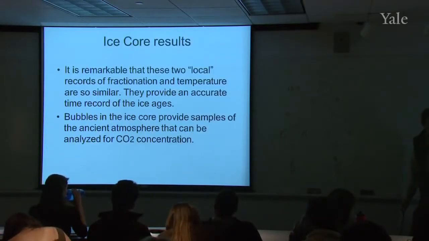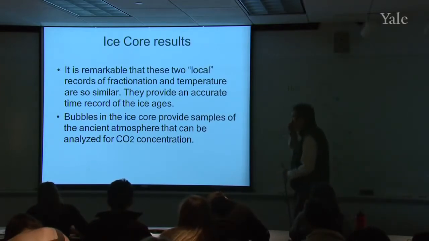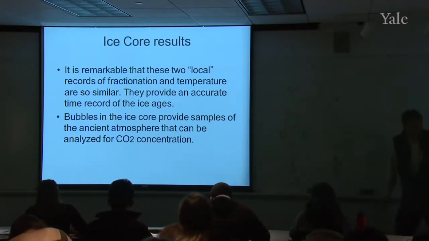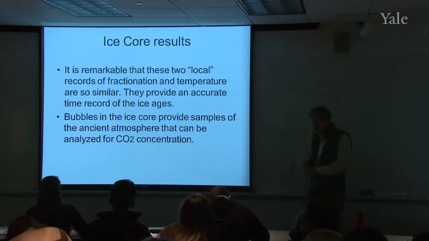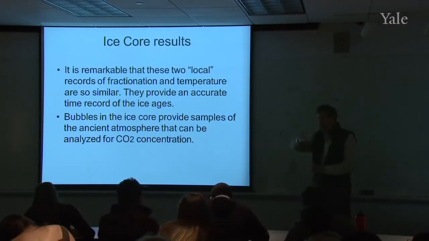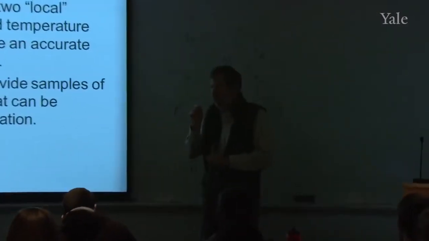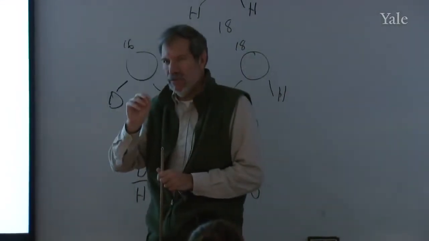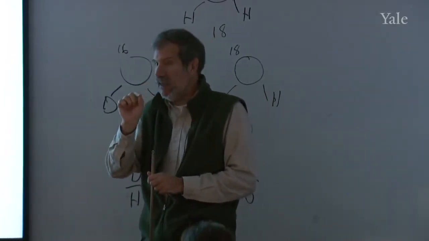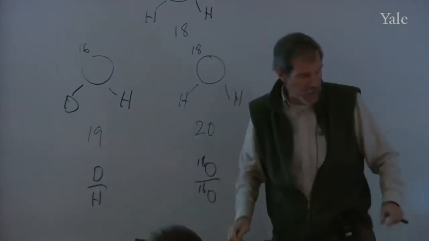Okay. So it's remarkable that these two local records of fractionation and temperature are so similar. They provide an accurate time record of the ice ages. One more thing that's even more astounding, you can take those same ice cores and find tiny bubbles in them. As the snow fell and more snow fell on top and you finally compacted it into ice, there are little bubbles that trap samples of the ancient atmosphere. You can stick a probe into those ice bubbles and do a carbon dioxide concentration analysis to find out what the carbon dioxide concentration was in those ancient atmospheres.